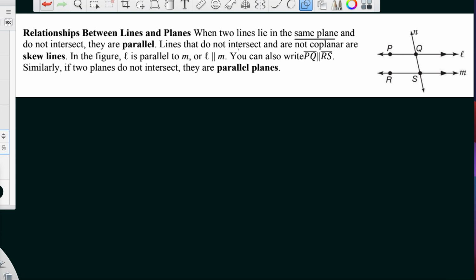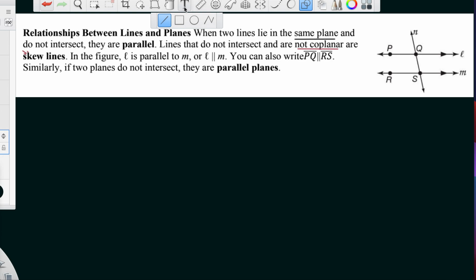Lines that don't intersect but are not on the same plane, let's use a different color, that are not on the same plane. They're not coplanar. Those are called skew lines. That's this guy right here, skew lines. Oops. A little arrow. There it is. Skew lines. All right.